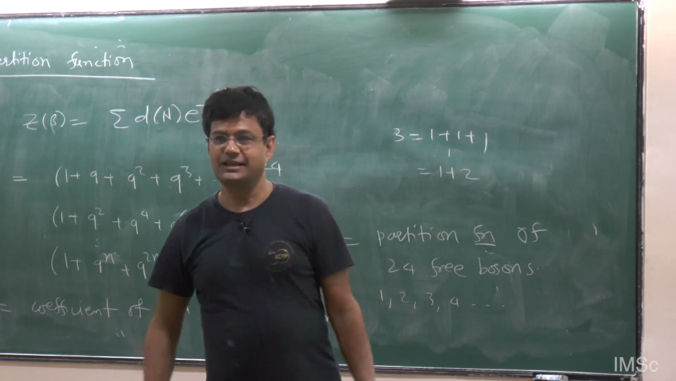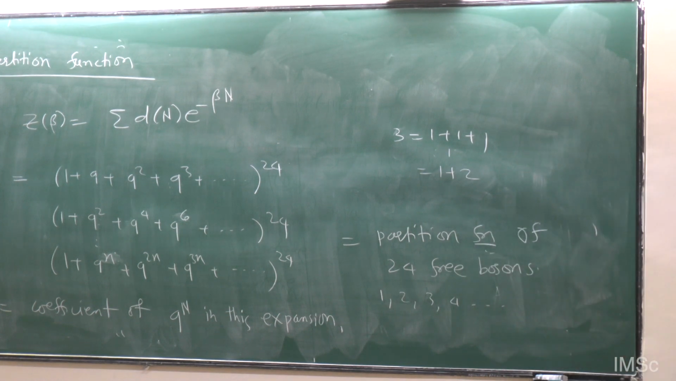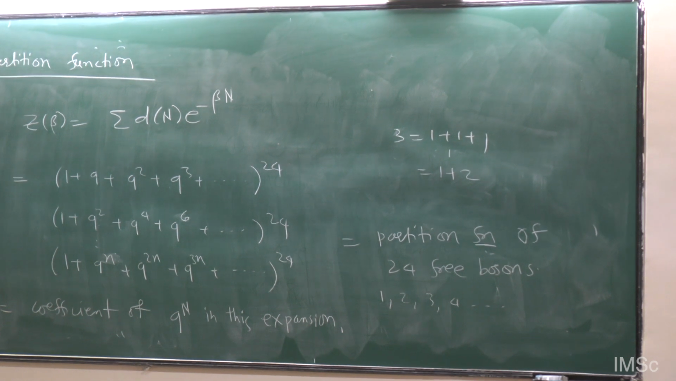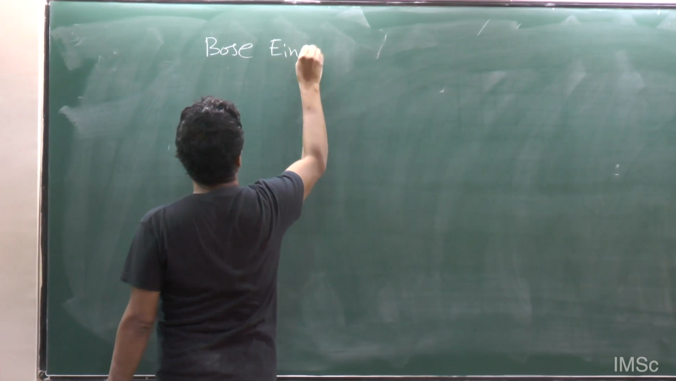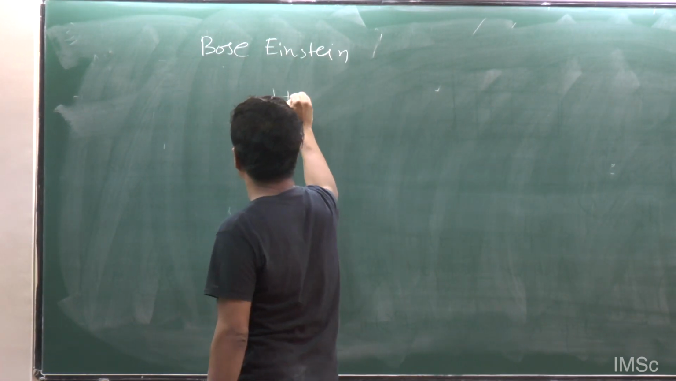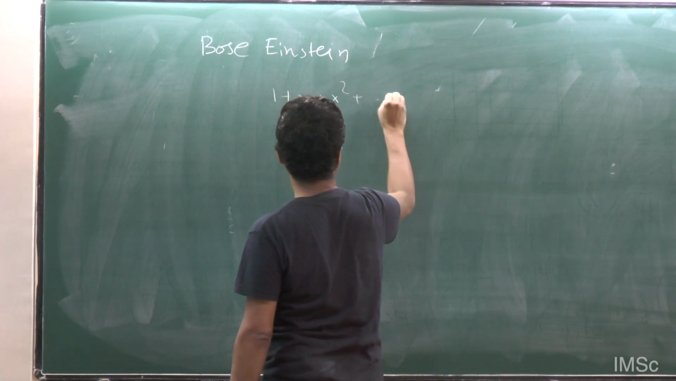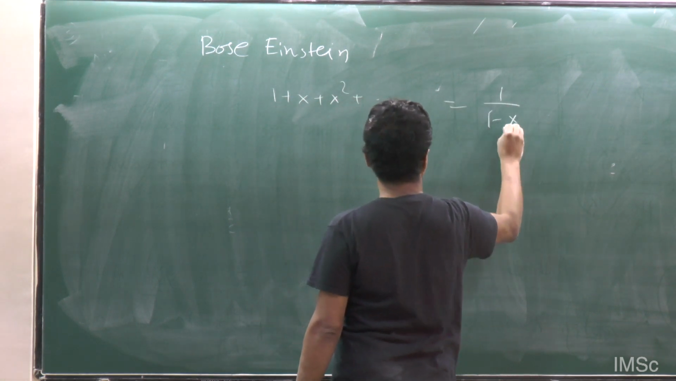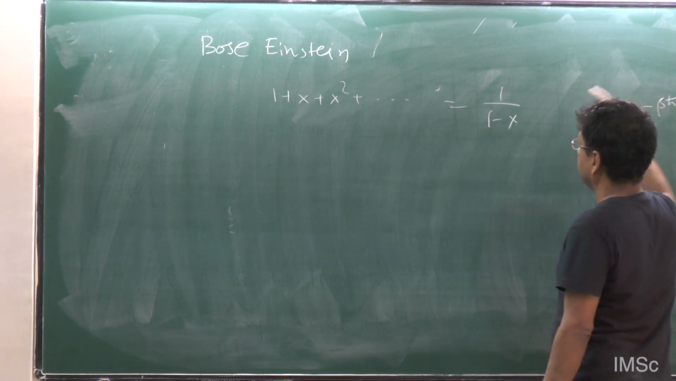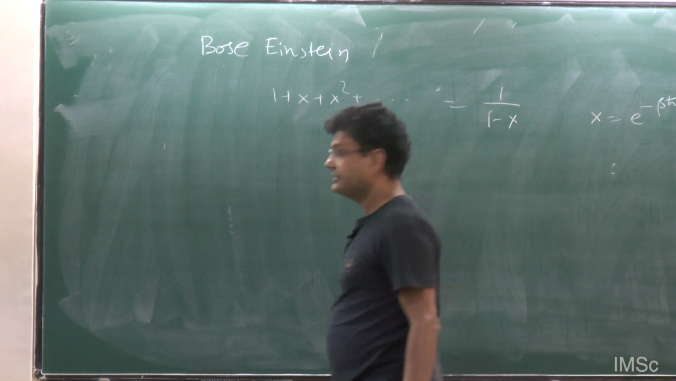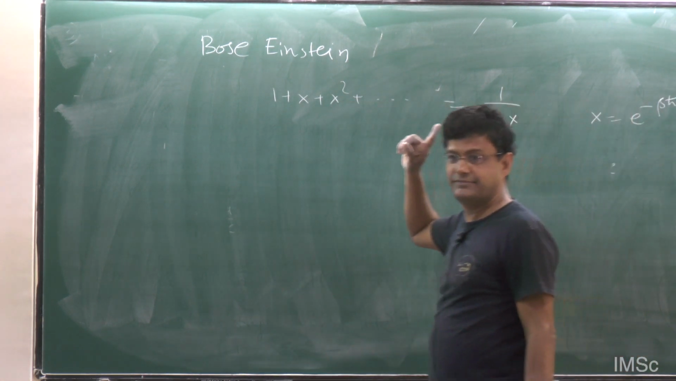Or let me write it in a manner that you will immediately recognize. This is how you did it in your StatMech course, if you remember. This is nothing but the Bose-Einstein distribution, which basically is a geometric series. So if you write x equals e to the minus beta h bar omega, this is just the Bose-Einstein distribution, where the frequency is unit 1 in some appropriate units.